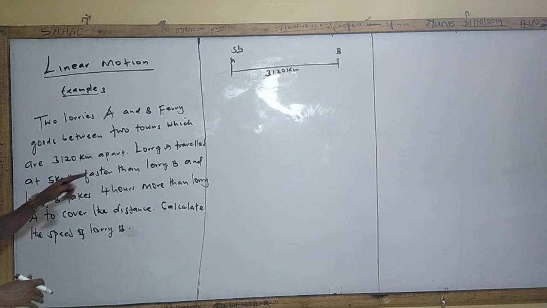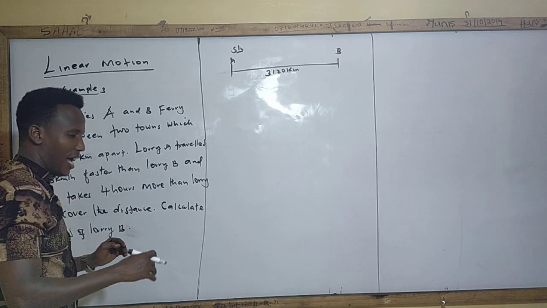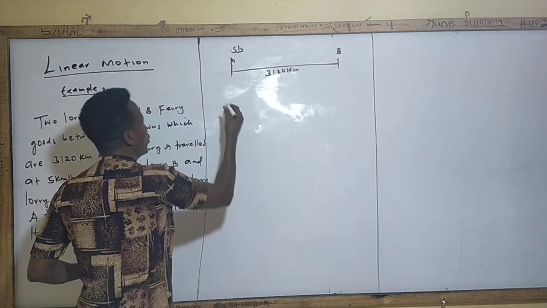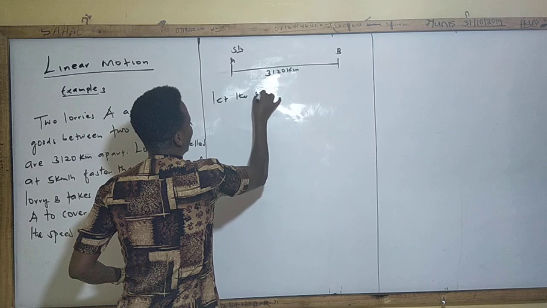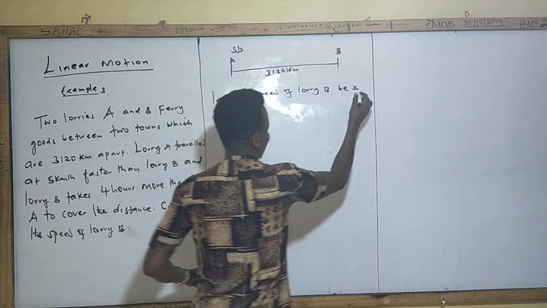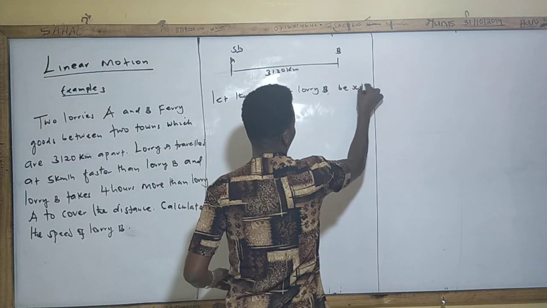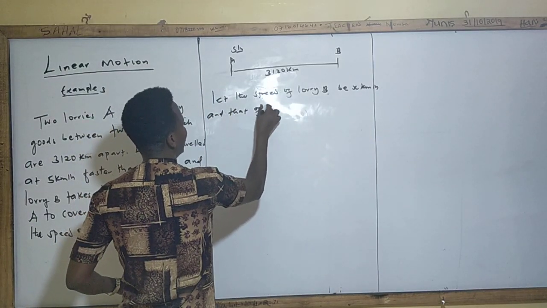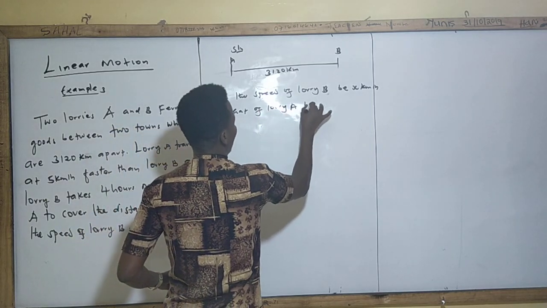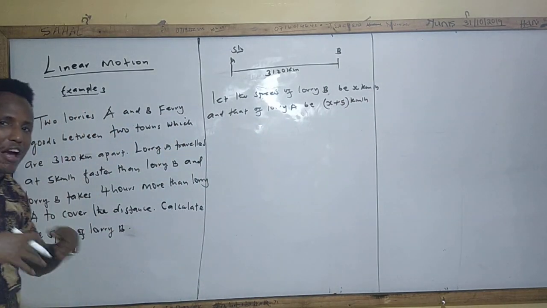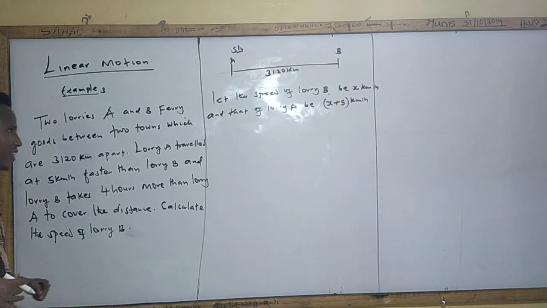We are told lorry A travels 5 kilometers per hour faster than lorry B. So which of these two lorries is traveling at a faster speed? That's lorry A. So the other one is lorry B. Let the speed of lorry B be x kilometers per hour, and that of lorry A be (x + 5) kilometers per hour, because lorry A is traveling 5 kilometers per hour faster than lorry B. Just understand that.